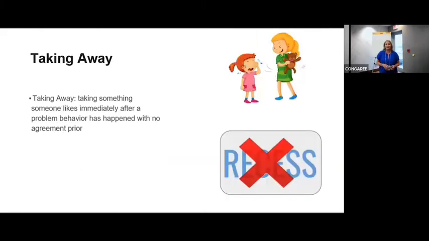Taking away. So taking something away that someone has or likes immediately after a problem behavior happens. So we see this, and it says with no agreement prior. We see this a lot at the schools. Sometimes teachers will take away recess just out of nowhere. Oh, you came in late, no recess for you. Or you hit somebody, no recess for you. You now are just the person that took away something that they really like.